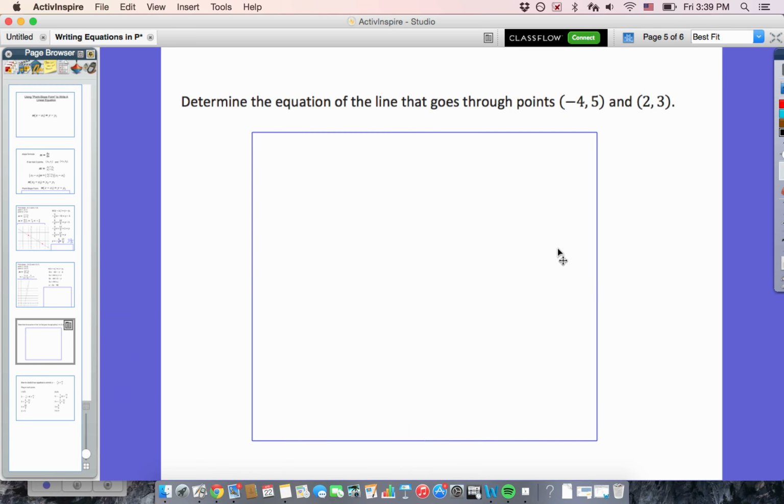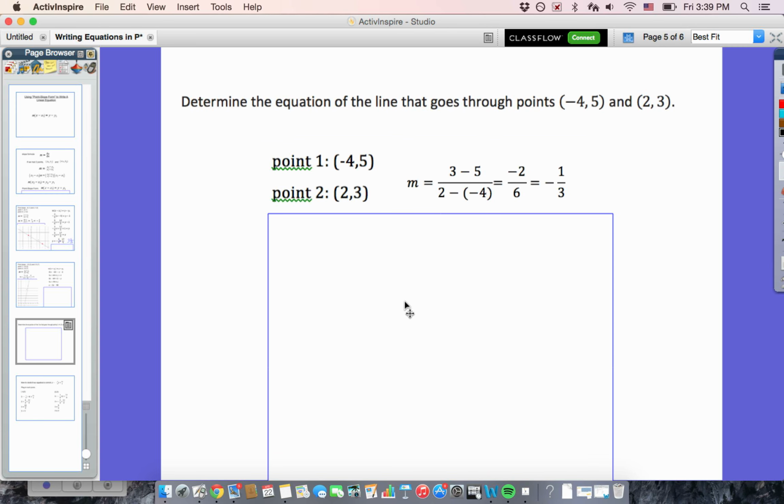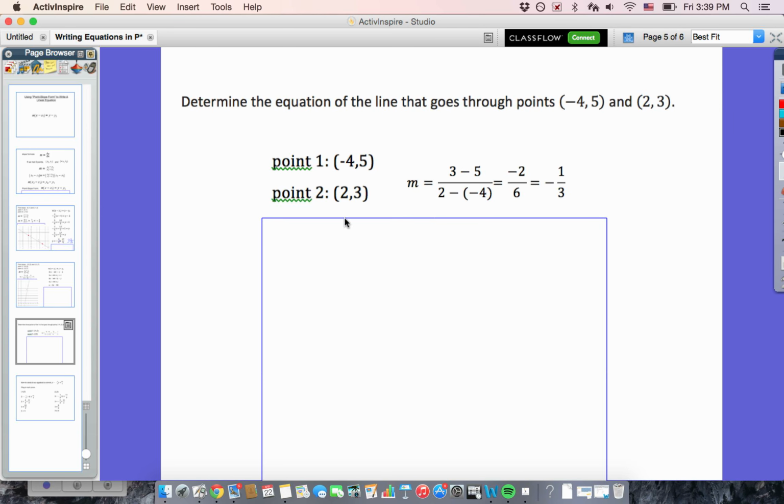What if we were just given 2 points and no graph at all? How we would do this is, again, find the slope of these 2 points. I said that the first point was negative 4, 5, and the second point was 2, 3. So the second y minus the first y, 3 minus 5, is negative 2. And then the second x minus the first x is 2 minus negative 4, which is positive 6. So our slope is negative 1 over 3.